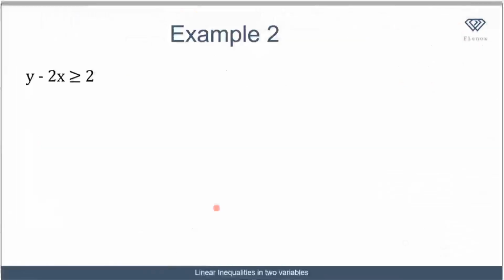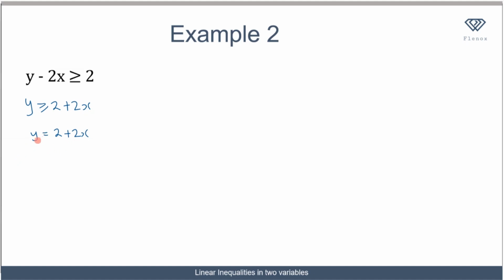Now let's move on to another example. We are told to represent this on the Cartesian plane. We are given that y minus 2x is greater than or equal to 2. So our first procedure is to make y the subject of formula. So we have y is greater than or equal to 2 plus 2x. Then we change the inequality to an equal to sign temporarily. So we have y is equal to 2 plus 2x. So we try to sketch out the graph of this.